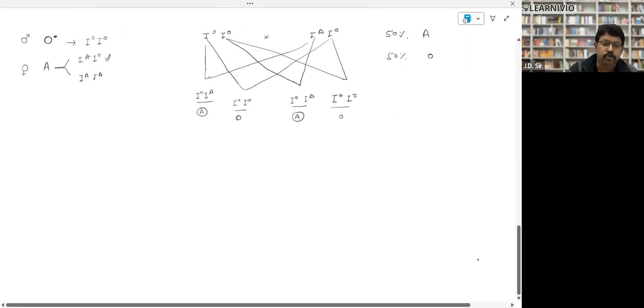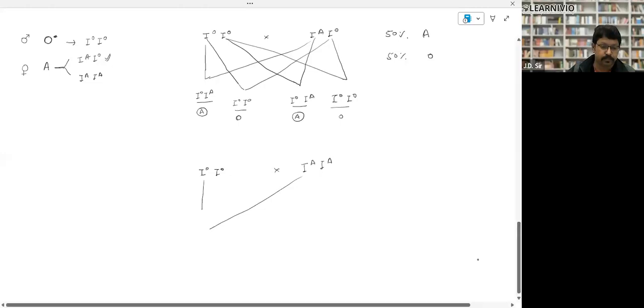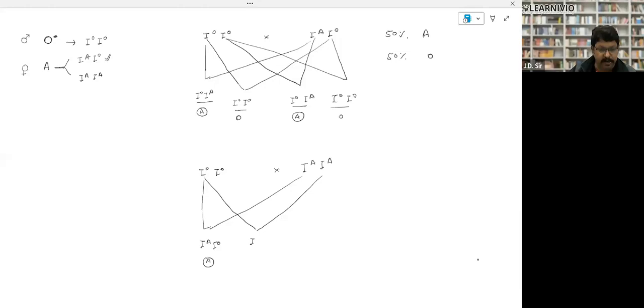Yes, sir. Let's talk about the other case. My father is O, so his genotype will be IO IO, right? Similar. But my mother is homozygous A. We have IA IA. Now what should be in this situation? IA and IO. What should be the blood group? A. A again, right? So IO and IA, all will be A. Exactly. All will be A.